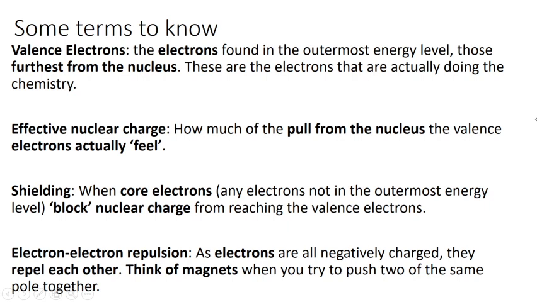The second one is effective nuclear charge, right? This is how much of a pull from the nucleus the valence electrons are actually feeling. This is going to be really important for understanding all of the periodic trends, and it's really central to why the trends are what they are and why the elements react the way they do.